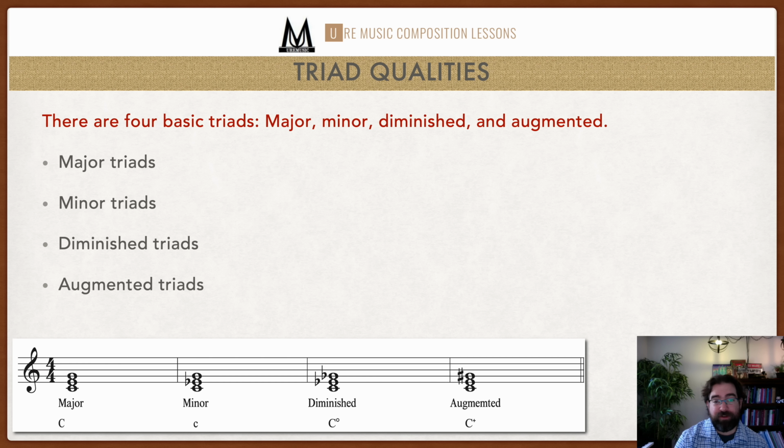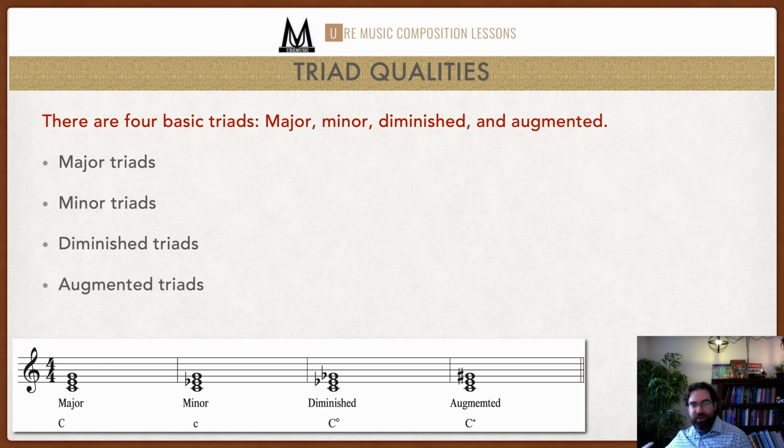So there are 4 basic triads that we're going to cover right now: major, minor, diminished, and augmented. The major triad has kind of an open sound. The minor triad is just a little less open. It sounds a little sadder, some might say. Diminished triads have an even more closed nature, and they are more dissonant in sound.